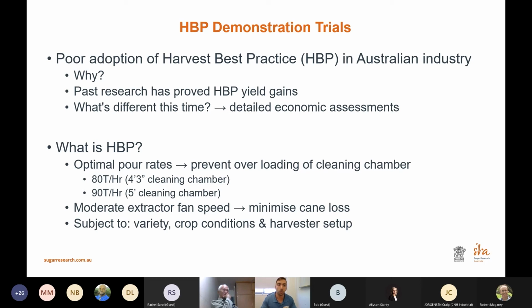So all dependent on cleaning chamber size. So whether it was a 4'3" cleaning chamber, or around about 80 tonne per hour, or whether it was 90 tonnes per hour for a 5-foot cleaning chamber. So all dependent on chamber size would dictate what that flow rate was, and then in turn relate it back to ground speed. But we're looking at that flow rate. We then matched that with a moderate fan speed.